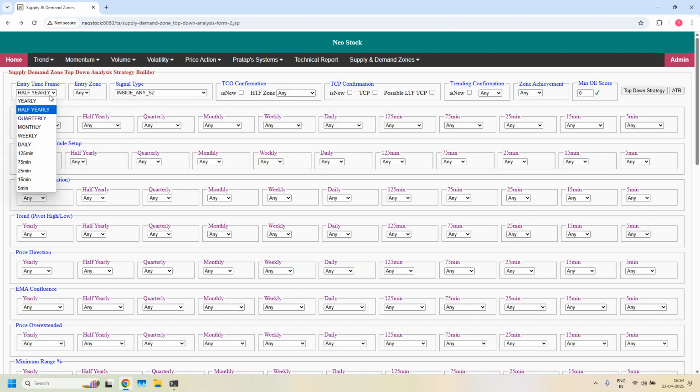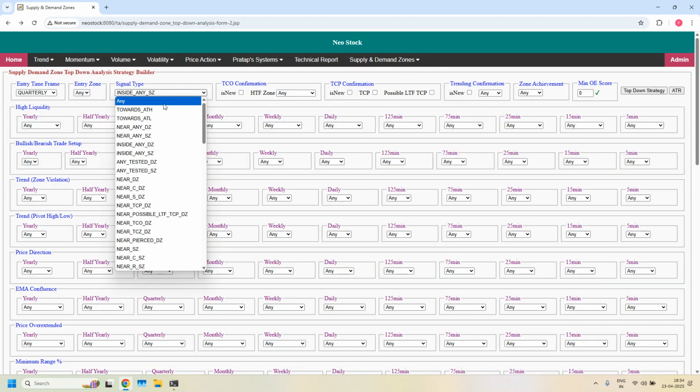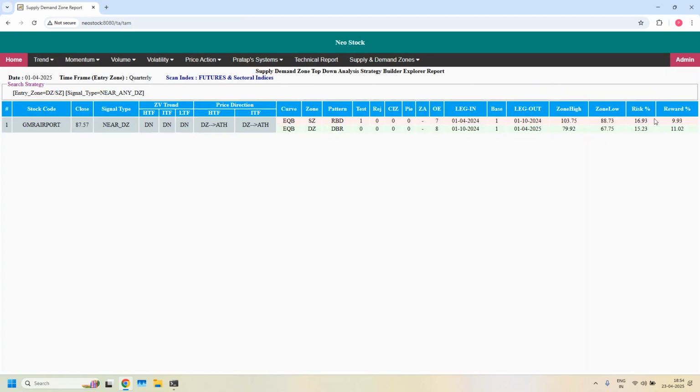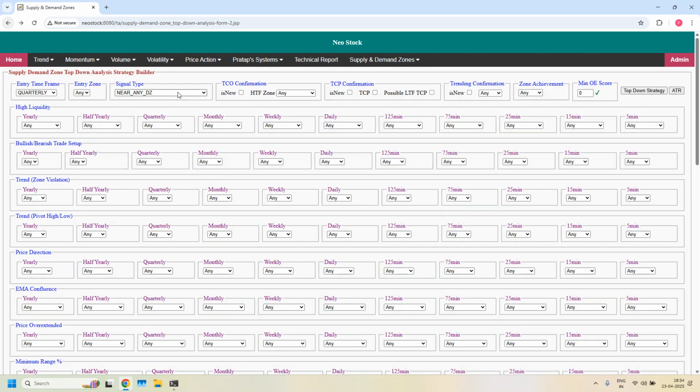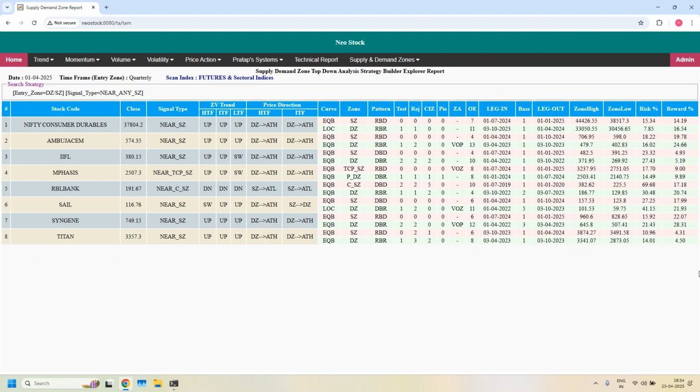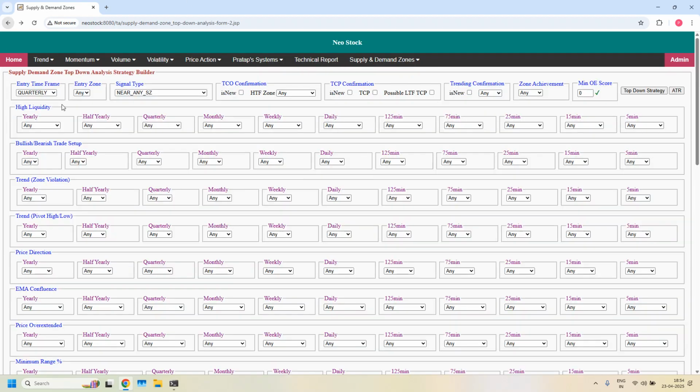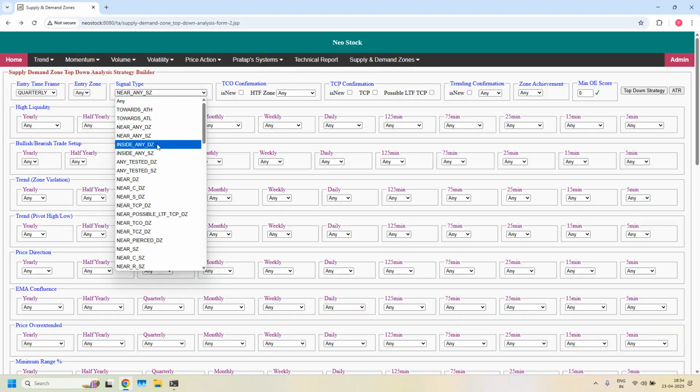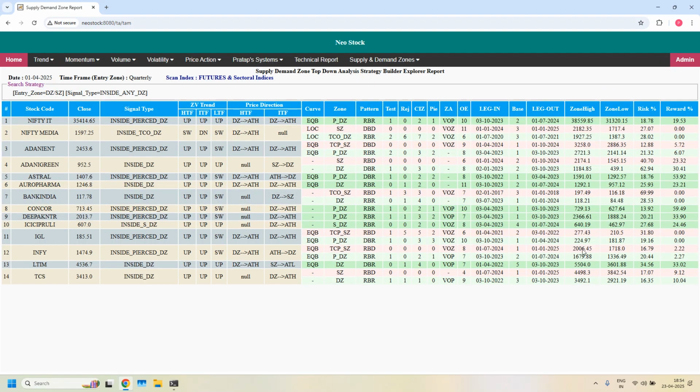Next time frame is quarterly. Stocks near quarterly demand zone, we got 1 stock. Next, stocks near quarterly supply zone, we got 8 stocks. Next, price closed inside the quarterly demand zone, we got 14 stocks.